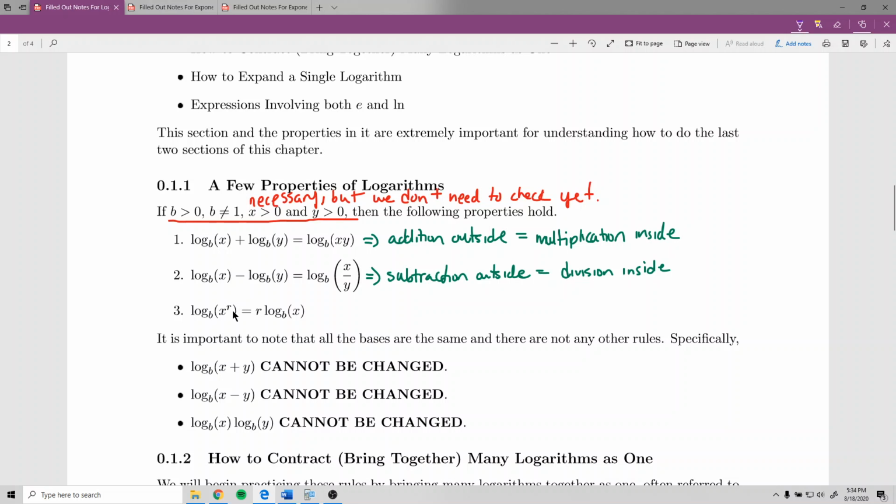All right, the last one is pretty important as well. It says log base b of x to the r power equals r times log base b of x. What's really happening here is they're moving the power out front, but also you can move it from out front back to the power. So the way I think about this one is exponents can be moved out front, and then also numbers out front can be moved to exponents.